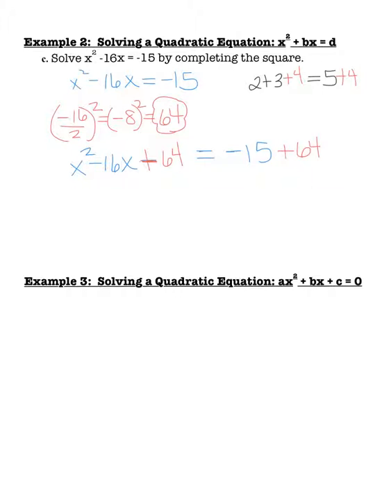Now, you know how to factor x squared minus 16x plus 64. It's a perfect square trinomial. So I know that this factors into x, and you can use the shortcut I taught you. It's x minus 8 squared equals negative 15 plus 64, and we end up with 49.